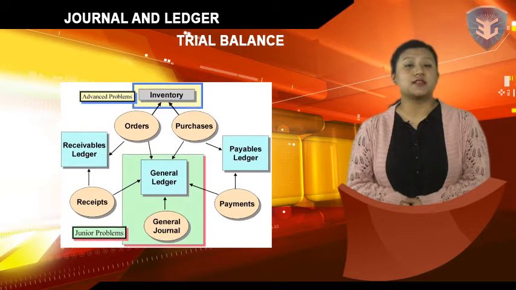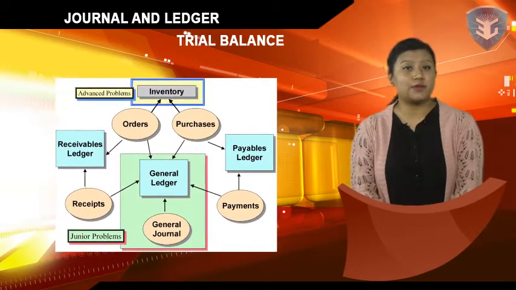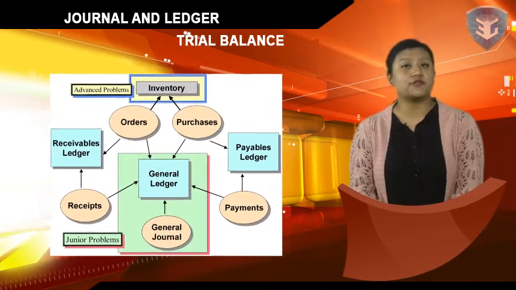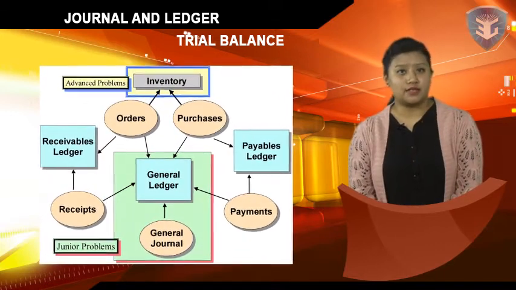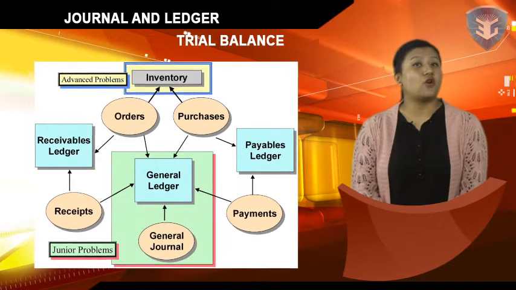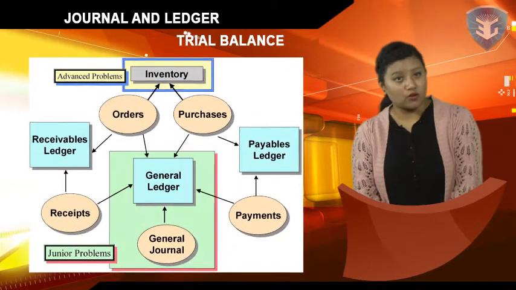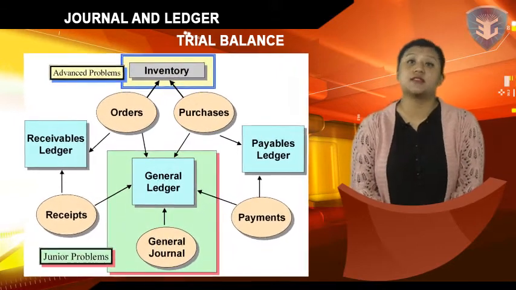A trial balance is a list and total of all the debit and credit accounts for an entity for a given period, usually a month. The format of the trial balance is a two-column schedule with all the debit balances listed in one column and all the credit balances listed in the other.